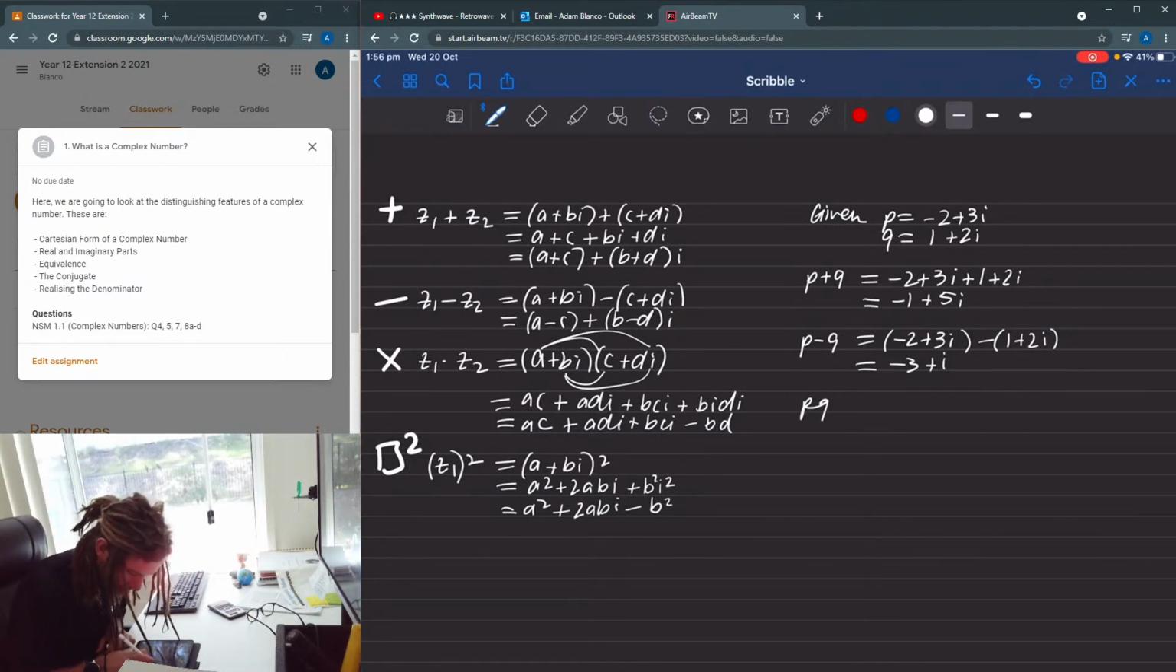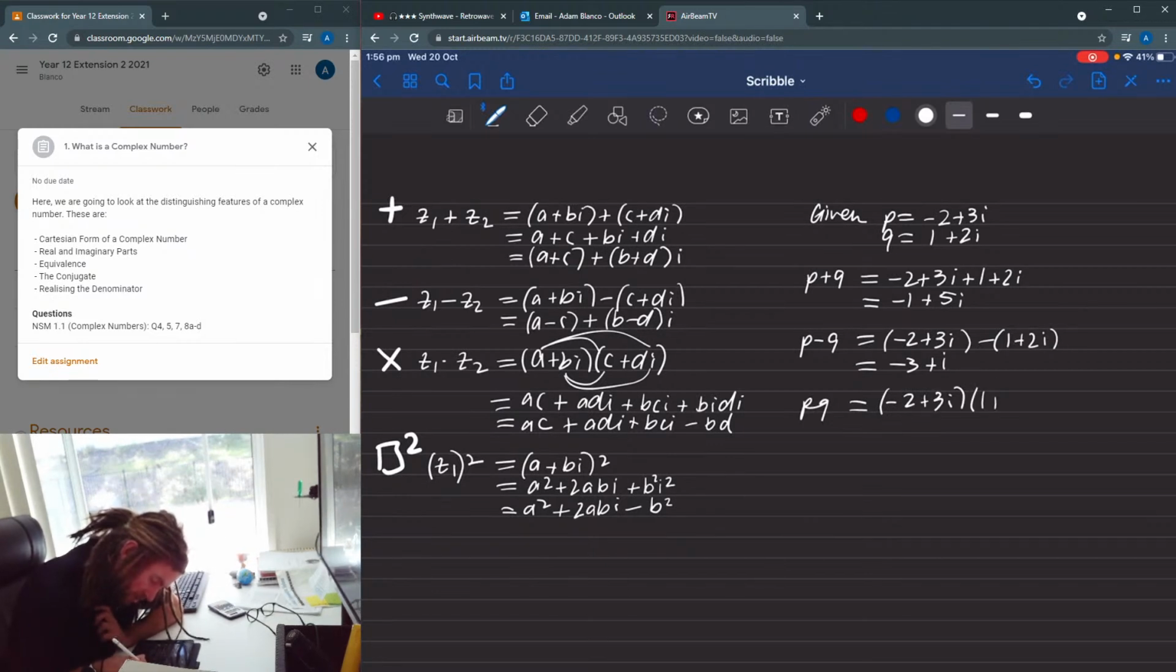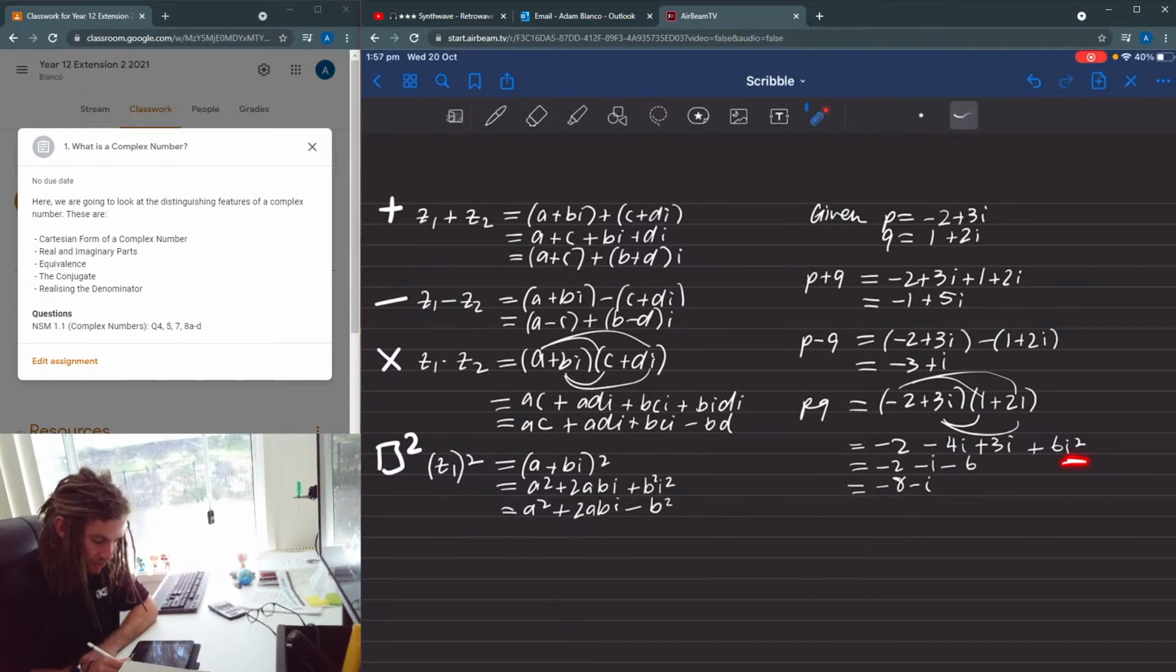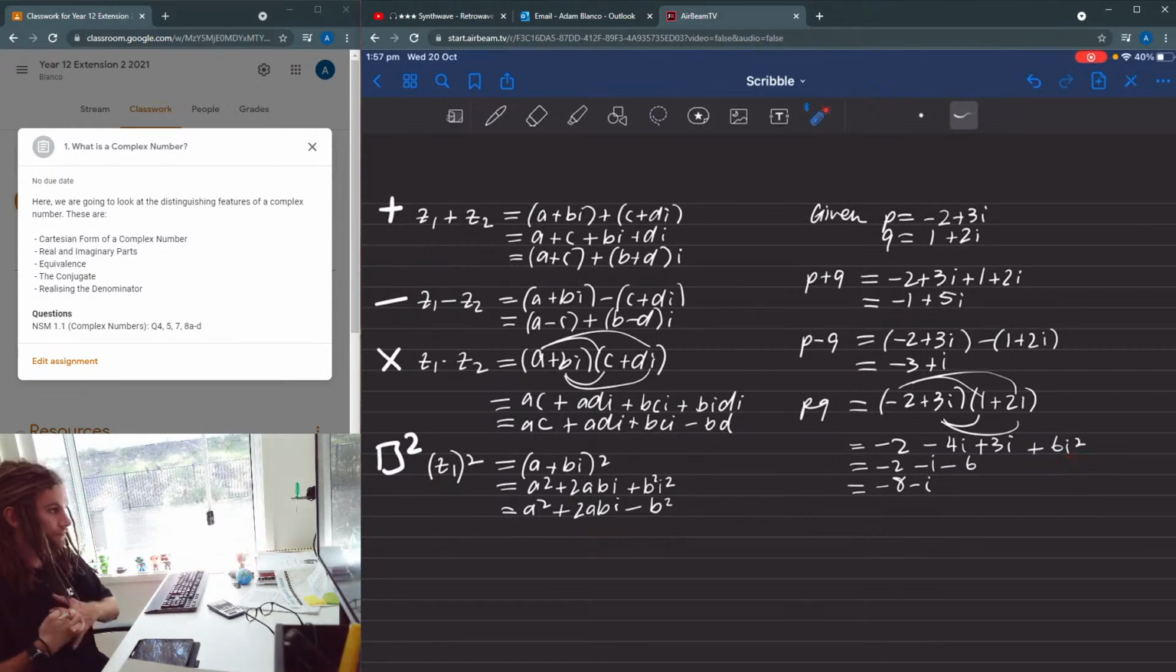Do I do another one? Yeah, PQ. Let's do that, eh? So that's going to be minus 2 plus 3i, 1 plus 2i. Okay, FOIL. Minus 2 minus 4i. Oh, already did that. Plus 3i plus 6i squared. Minus 2 minus i minus 6 minus 8 minus i. So remember, that can always be simplified to minus 1.